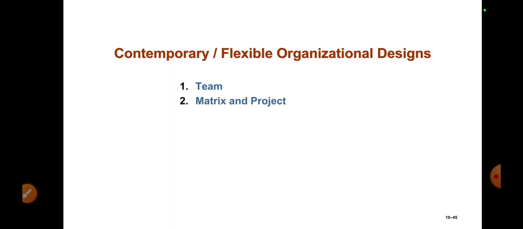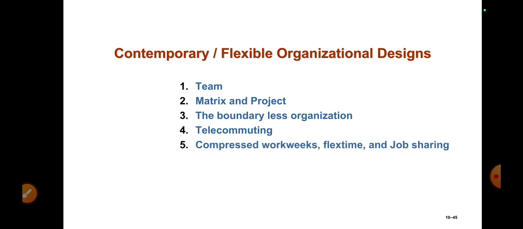Now we will see some contemporary or flexible organizational designs. Contemporary means the structures now followed in the advanced world or by newly advanced technological organizations. There are six contemporary organizational designs we will study here. One is team, second matrix and project, third boundaryless organizations, fourth telecommuting, fifth compressed work week, and sixth contingent workforce. So let's see one by one.